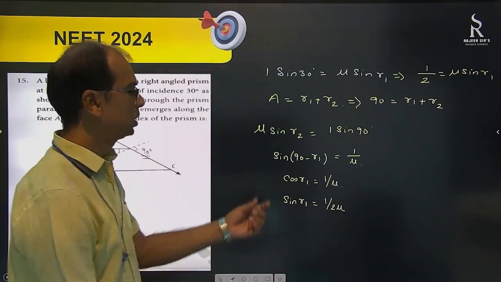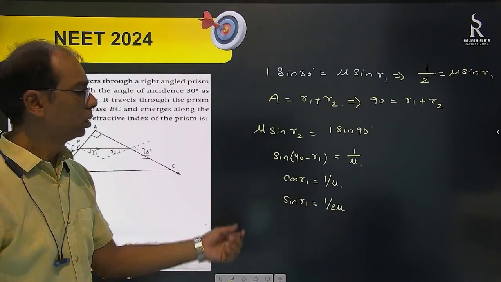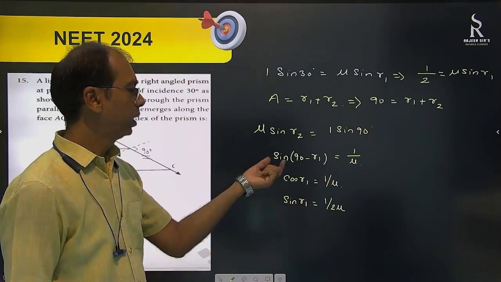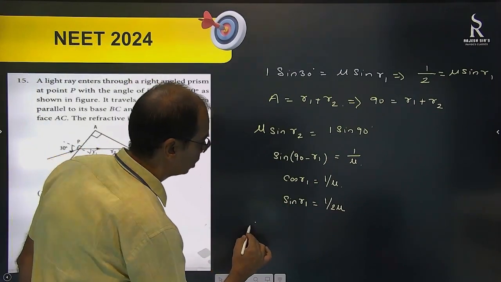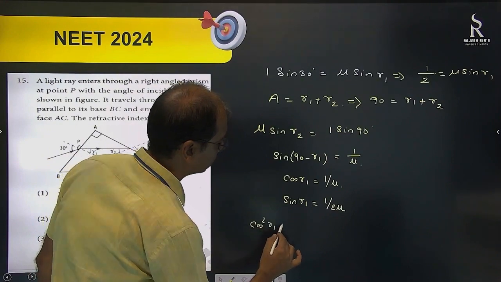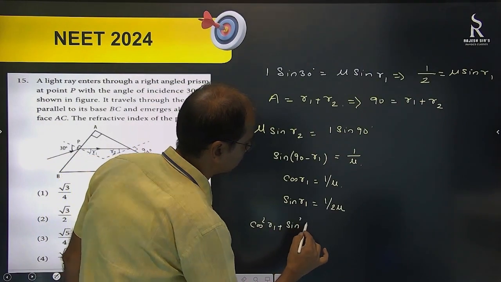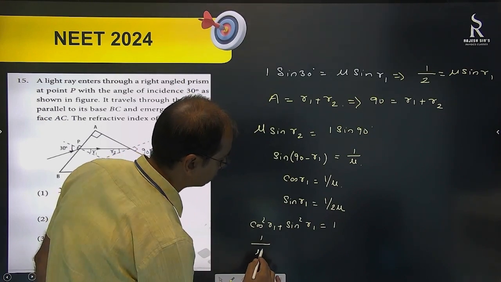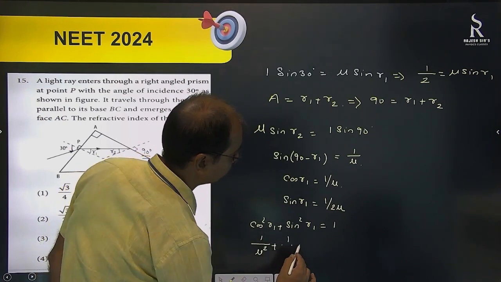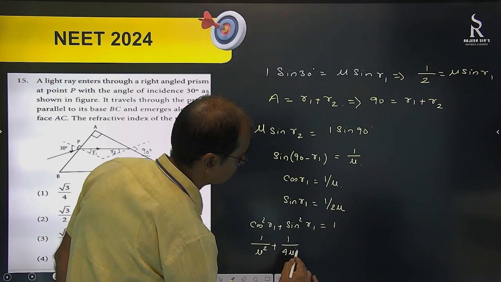Correct. Now cos R1 I have, sin R1 I have. I can square them and add them. Cos square R1 plus sin square R1 should be equal to 1. So cos square R1 plus sin square R1 equal to 1. That means 1 by mu square plus 1 by 4 mu square equal to 1.